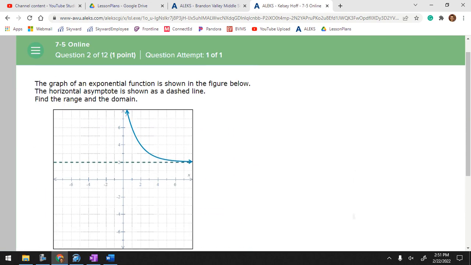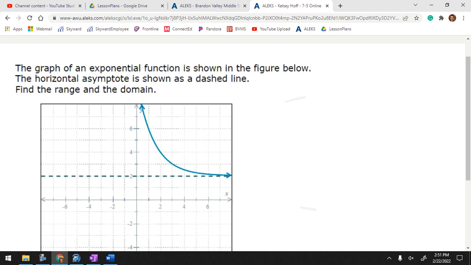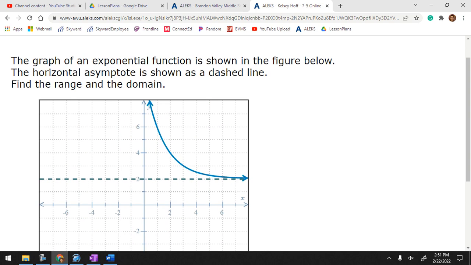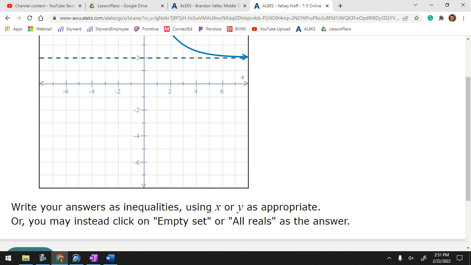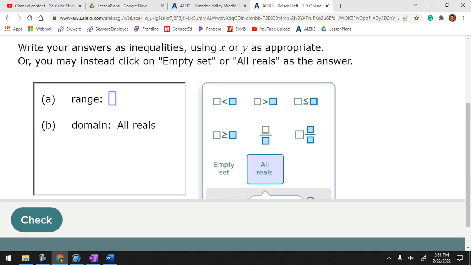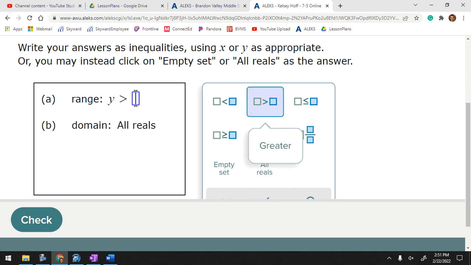What is the restraint on my y values, though? What about 2? It can't be 2. It can't be less than 2. Can it be 2? No. So if it can't be 2 and it can't be less than 2, we have to write this using an inequality. So range is what letter? Y needs to be just greater than, not equal to? Very good. Greater than 2.